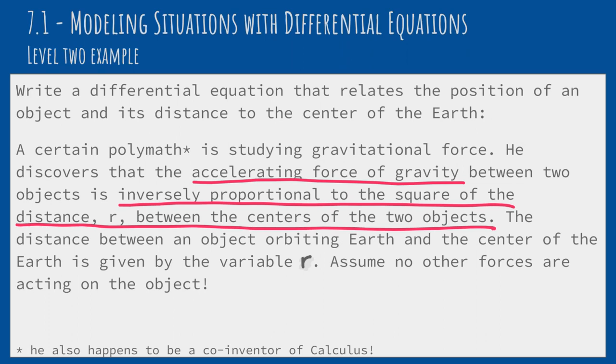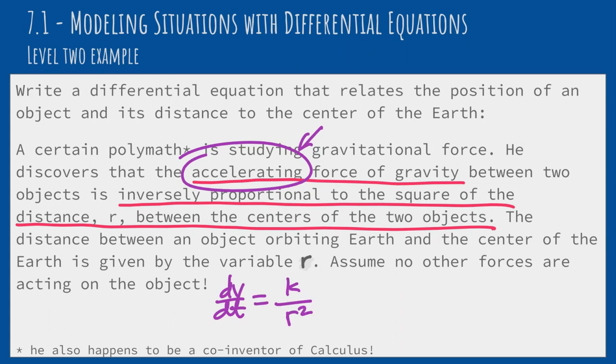So first of all, let's keep in mind that acceleration is a rate of change. Remember, acceleration is the derivative of velocity. And so what I'm going to do is, with this accelerating force of gravity, I'm going to say dv dt. Okay, so that's the accelerating force of gravity, and it's inversely proportional. So we're going to have some constant divided by the square of the distance between the two objects. So divided by r squared. And that's it. So that's the gravitational equation right there.